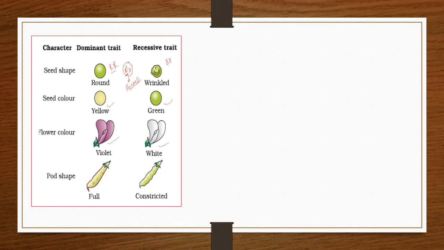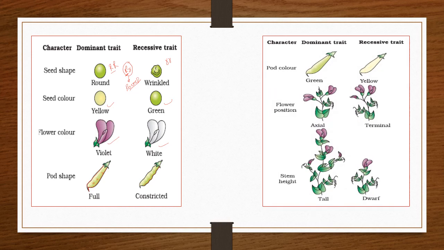For pod shape, inflated or full means the surface of the pod is smooth, and that is dominant. Constricted means some small folds are present on the pod, and that is the recessive. Another is pod color: green is the dominant pod color, and yellow is recessive. Now flower position, let's see this.